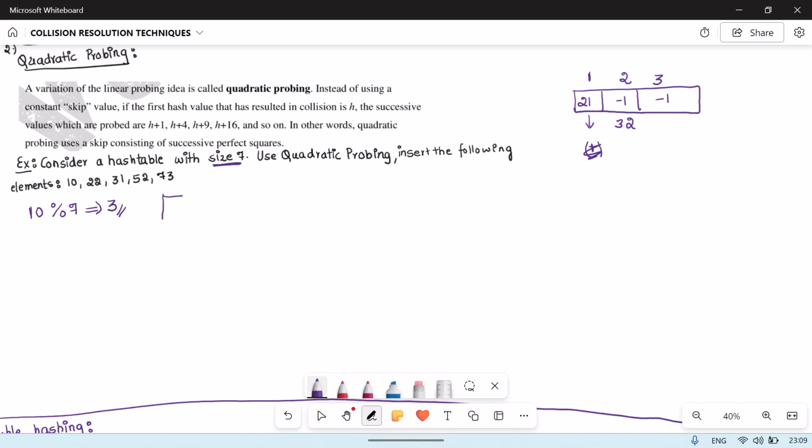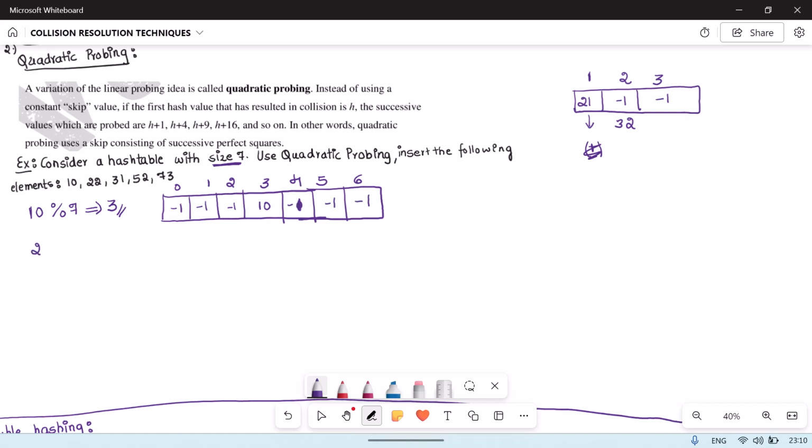So draw the table. The table has 7 size, so 0, 1, 2, 3, 4, 5, and 6. In the position 3, you place 10. Other places, initially everything will be empty, so they are minus 1, minus 1, minus 1.